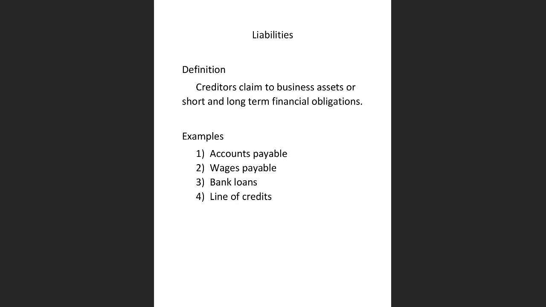There we go. So liabilities, as a general definition, are creditors' claims to business assets, or short and long-term financial obligations of a business. Some examples would include accounts payable, which are the opposite of accounts receivable. Based on that idea, can anyone give us just a general definition of what accounts payable are?